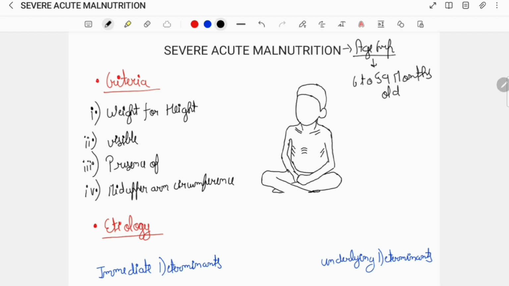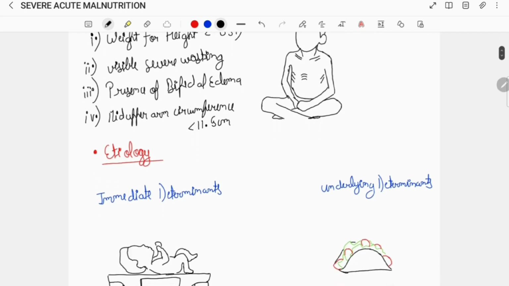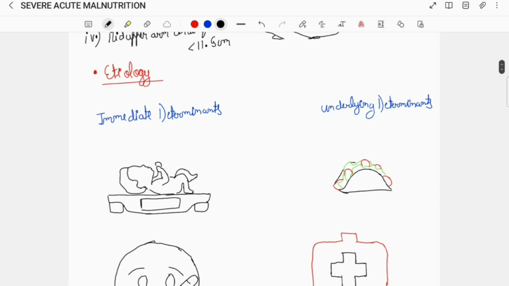In order to say that a child is suffering from severe acute malnutrition, there should be presence of any one of the four criteria. First criteria is weight for height should be below -3 standard deviation, or there should be visible severe wasting, or there should be presence of bipedal edema, or the mid-upper arm circumference should be less than 11.5 centimeters. The next question which arises is, what is the cause of severe acute malnutrition?